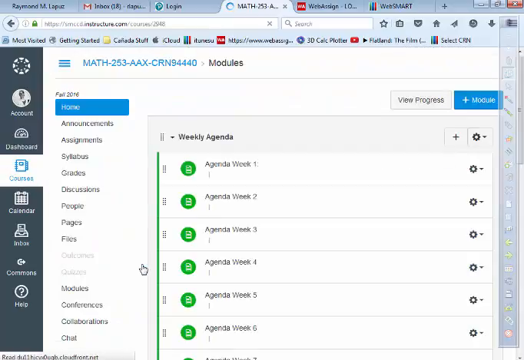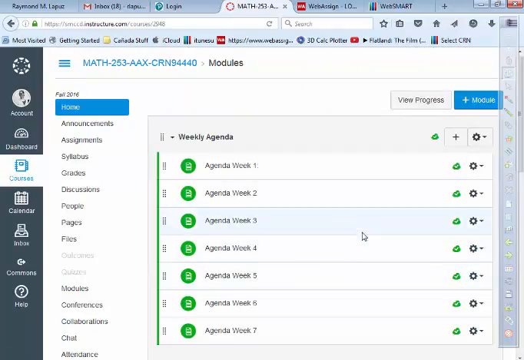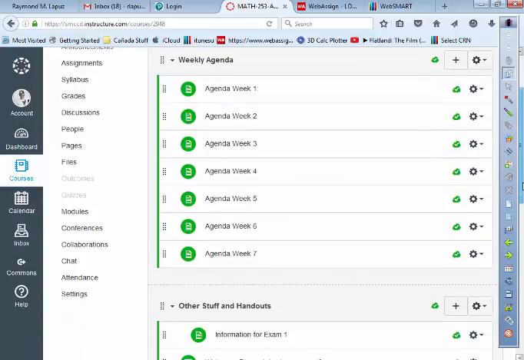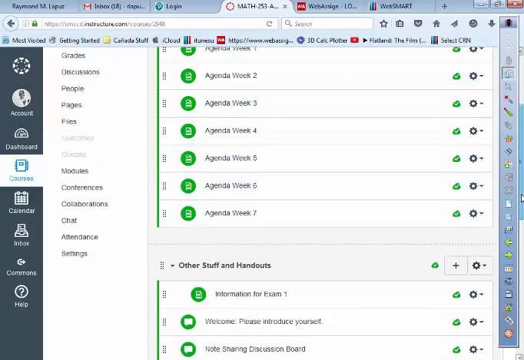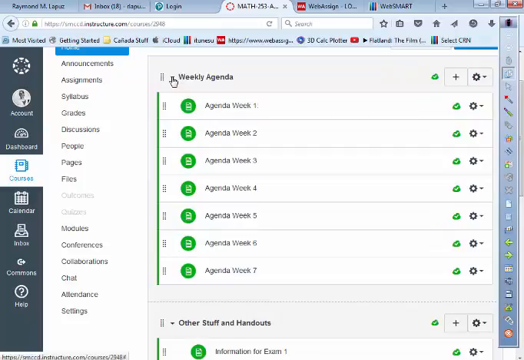Yeah, I'll put this up in the notes. So I've shuffled things around a little bit. I used to have other stuff down here. I used to have the agendas for week 1 in separate modules, but now I've changed to put all the agenda items in one module. This is a module, weekly agenda, and then other stuff in handouts.